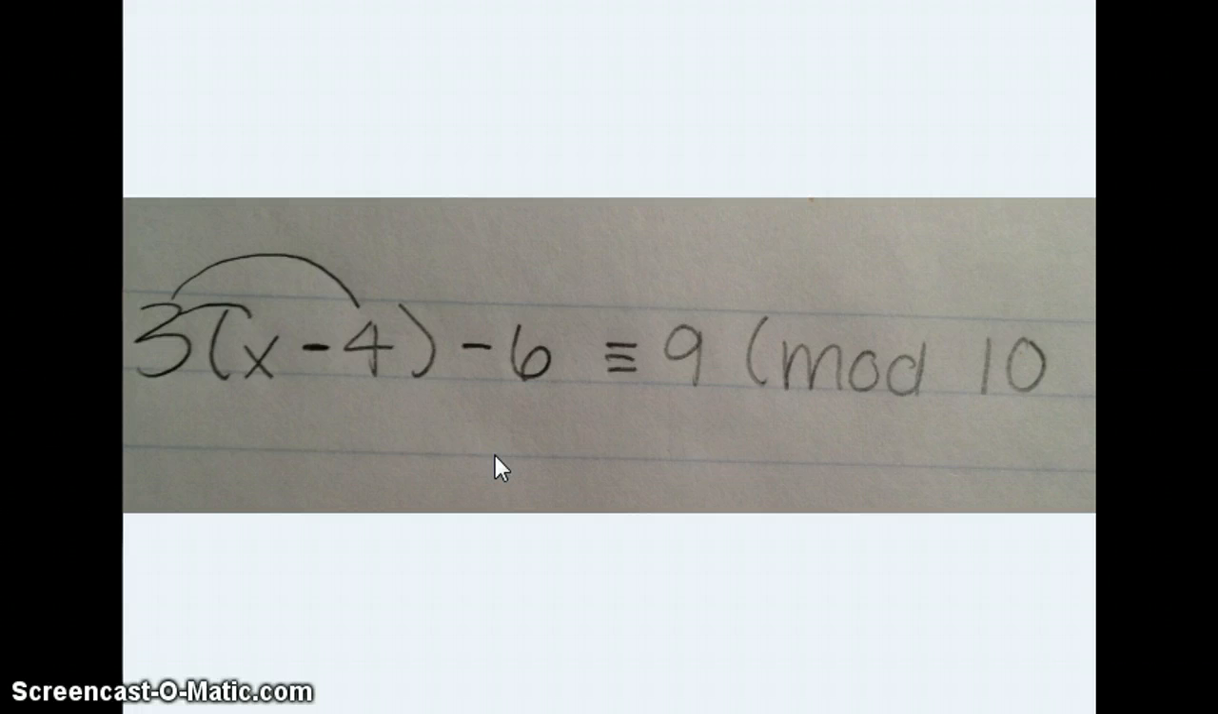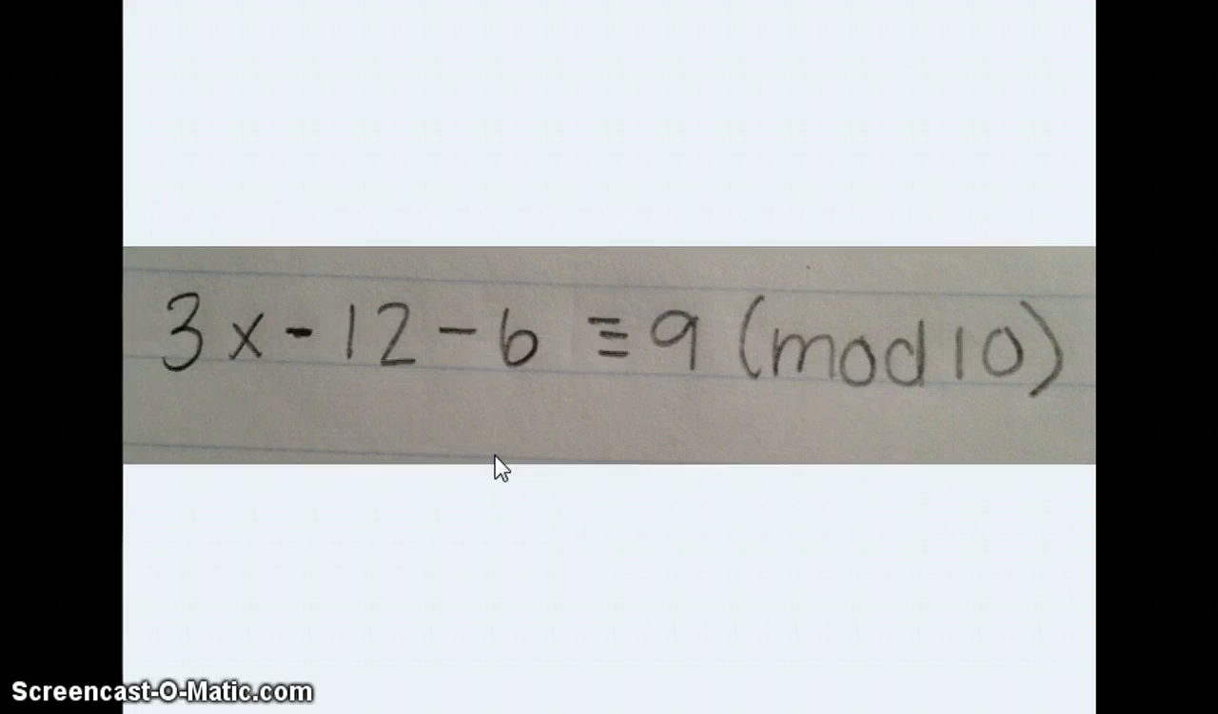Yeah, this is an equation because there's not an equal sign. It's a congruent sign, just to clarify. Don't want to lose points.